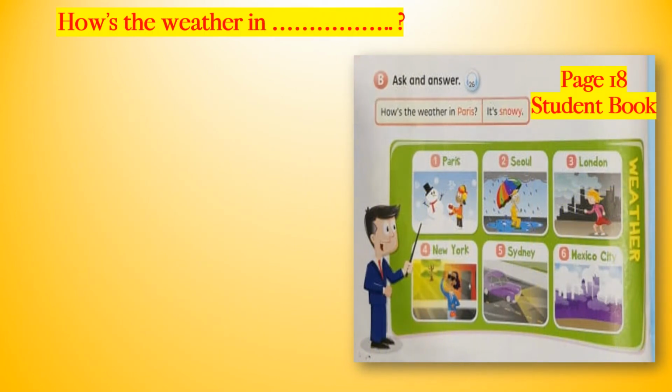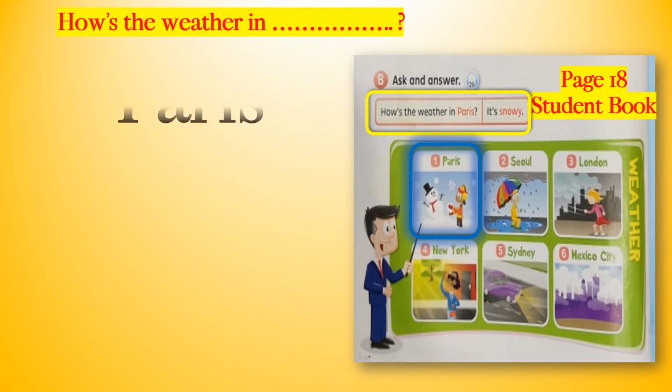Okay, so now let's look at page 18 of the student book, part B. Part B, how's the weather in, and then the name of the city. And the answer will be it's, and then the weather. It's windy, it's rainy, it's snowy. So let's look at this question and answer. And number 1. How's the weather in... Where is the city? Can you read it? Look at the word. That is the name of the city. How's the weather in Paris?